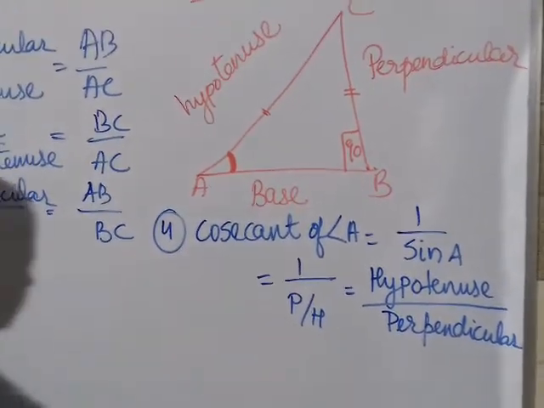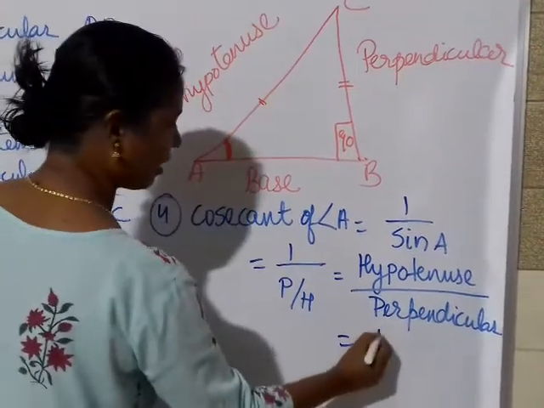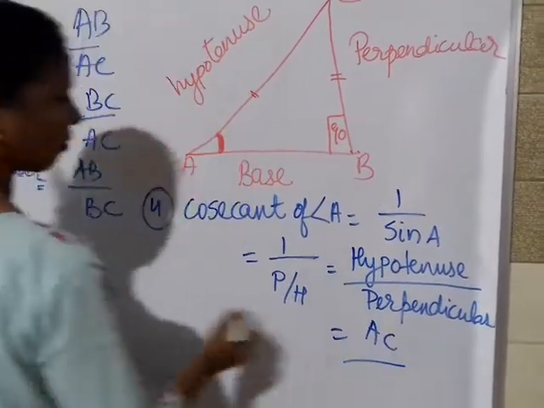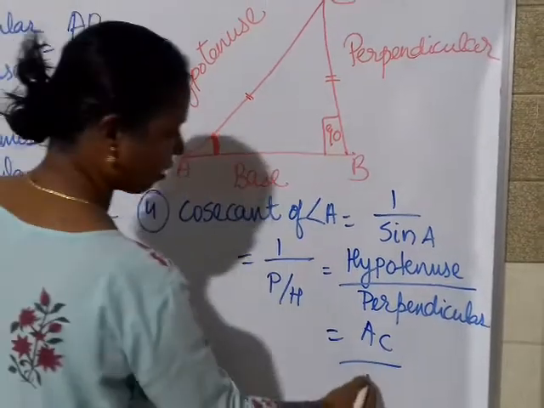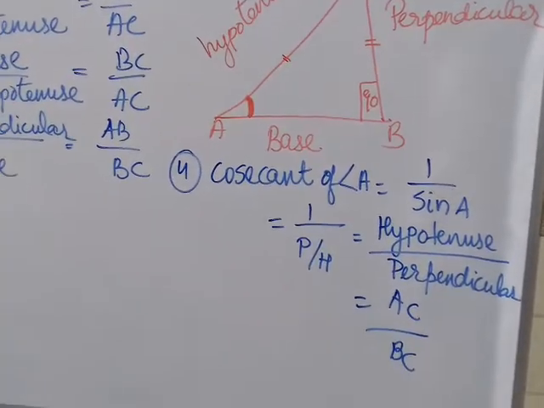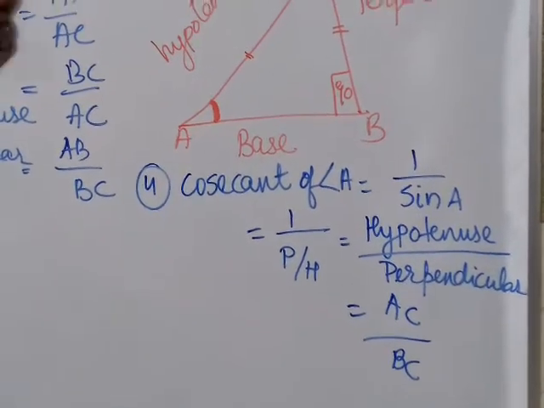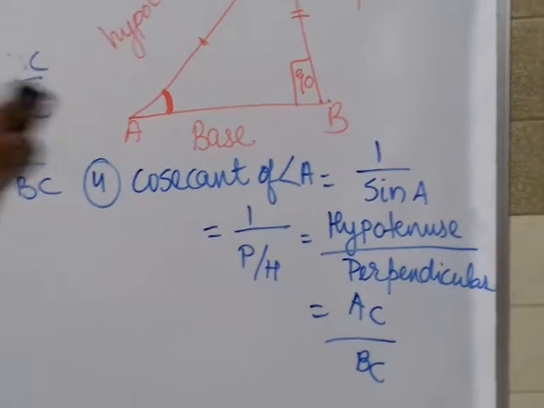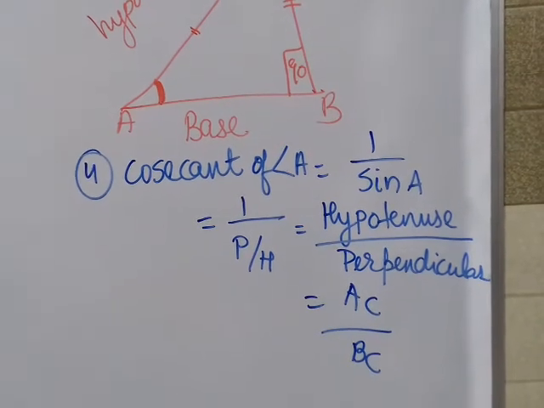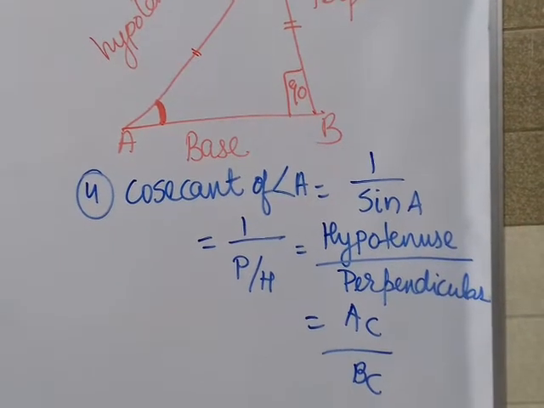Okay? What is the hypotenuse? AC. Divided by, what is the perpendicular? BC. Okay? First let me erase this, otherwise you will feel confusion. This is of angle C, which we have studied. We don't want angle C, we want angle A, isn't it?